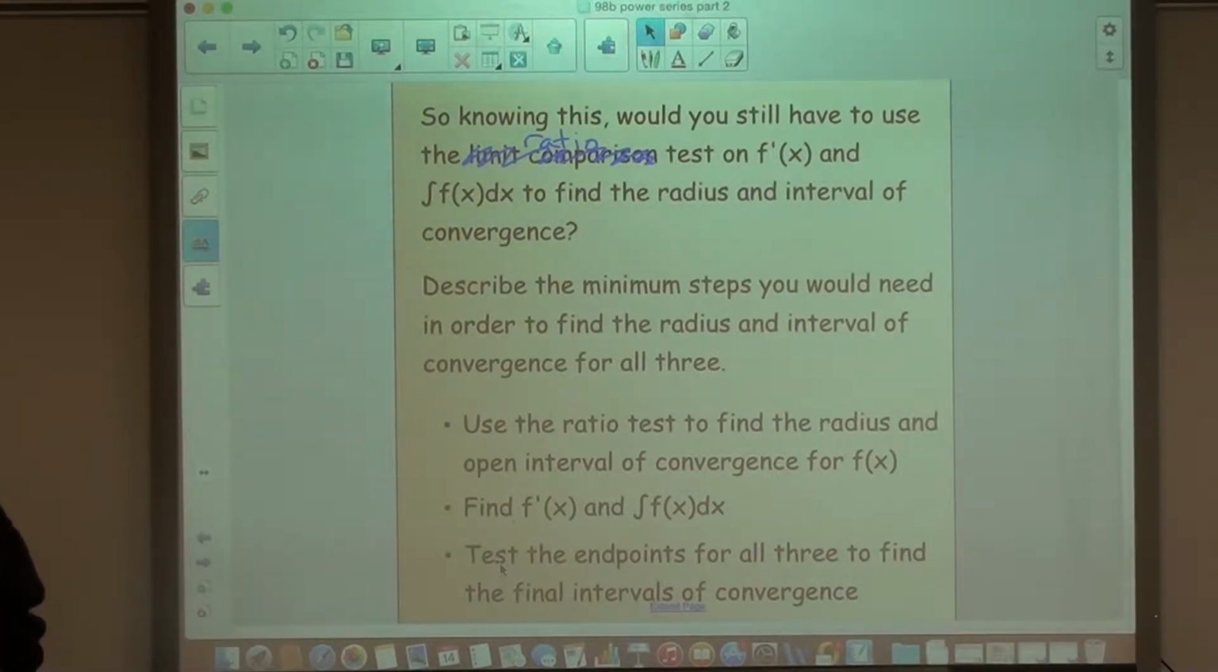Does it work the same for f double prime? Because that's in the homework too. Yes, because f double prime would be the derivative of f prime, and if you think of f prime as your lead function, then it should still work. Good question. Other questions?